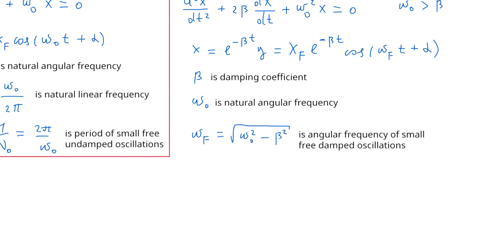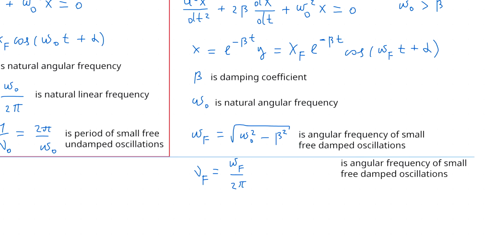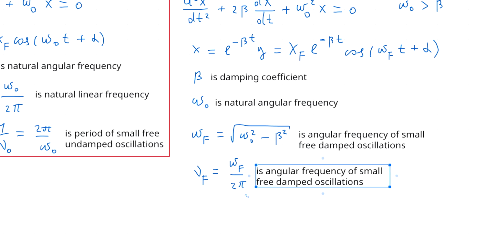And this new nu_f is equal to omega_f divided by 2 pi, and it is the linear frequency of small free damped oscillations.